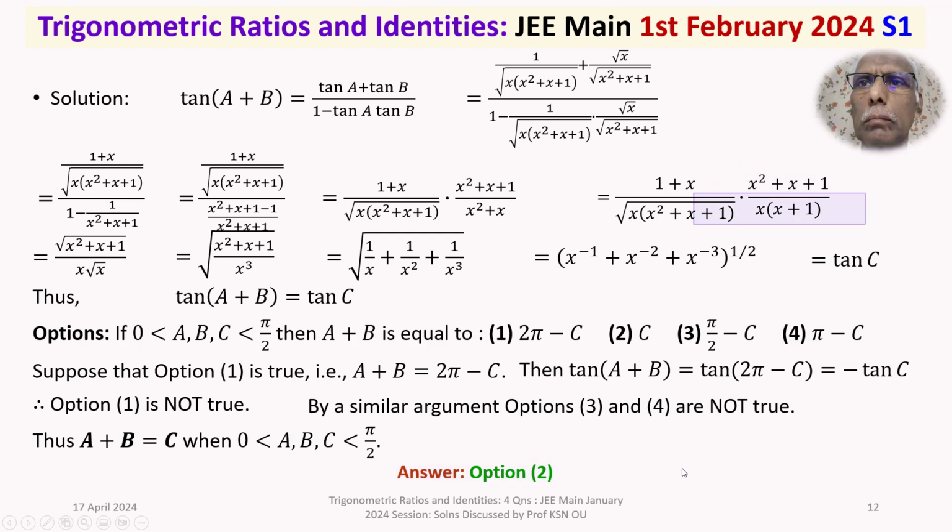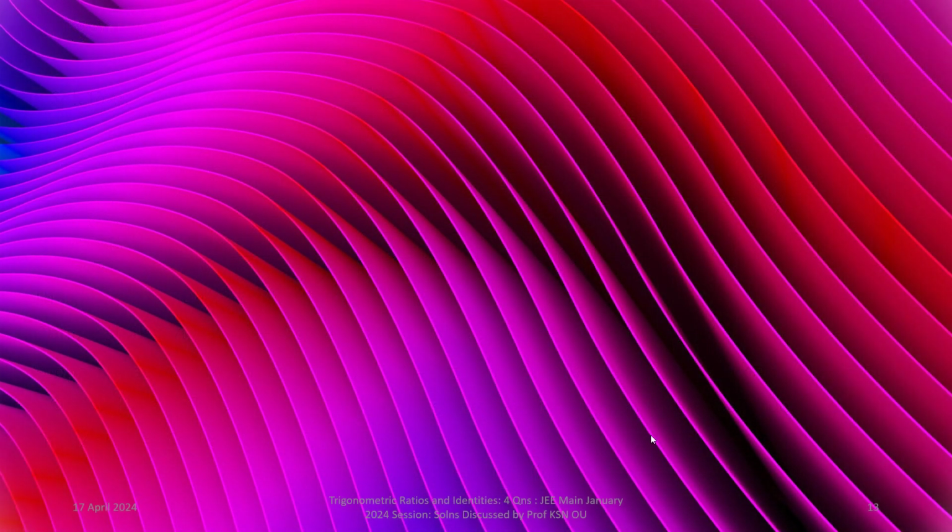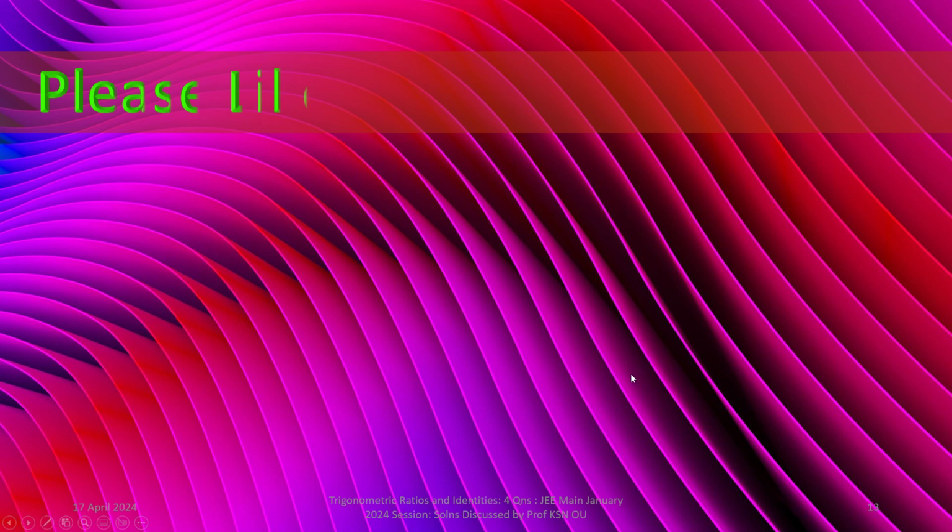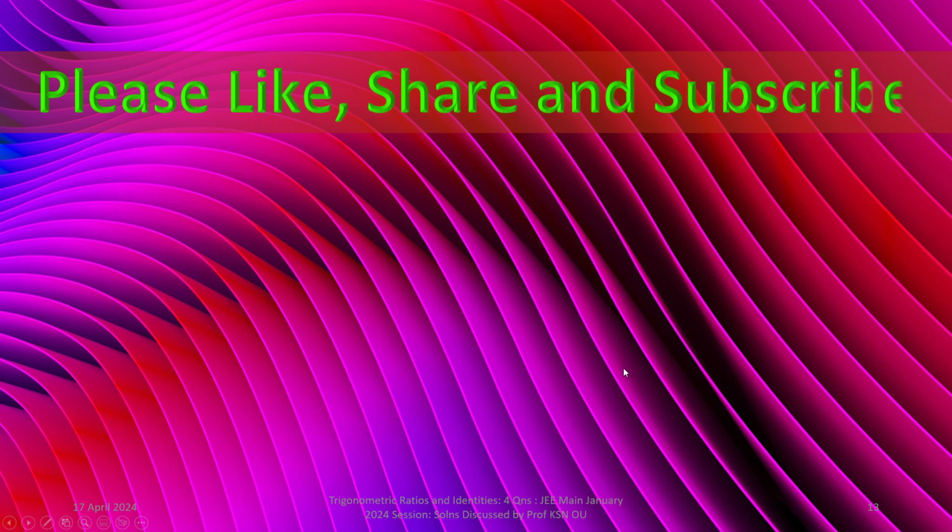So that is the detailed discussion of this problem. And thus we have now come to the end of the discussion of the 4 questions from the trigonometric ratios and identities that have appeared in the JEE Main January 2024 session. I am sure that you have understood the solutions of these 4 questions.